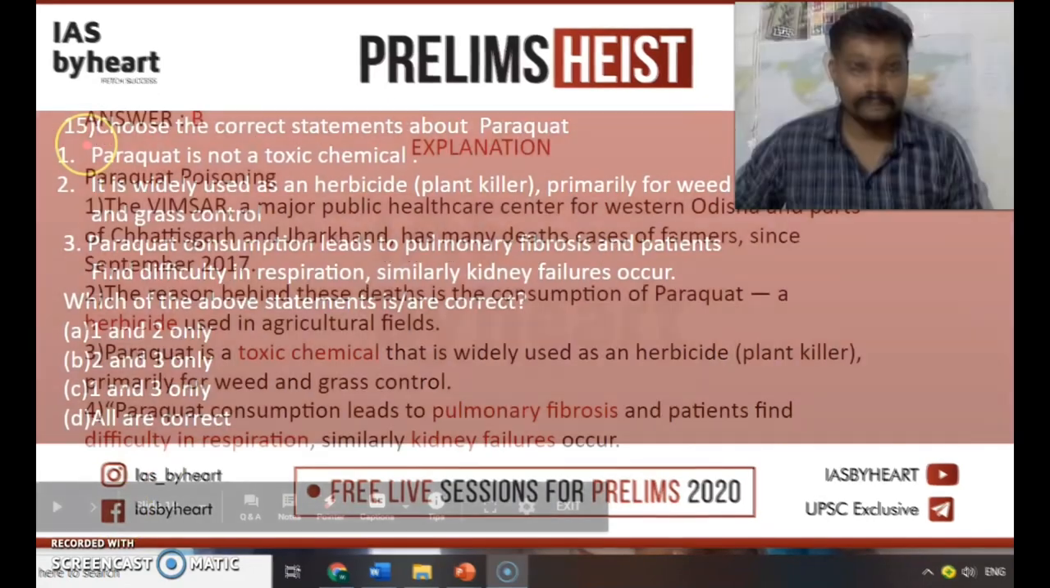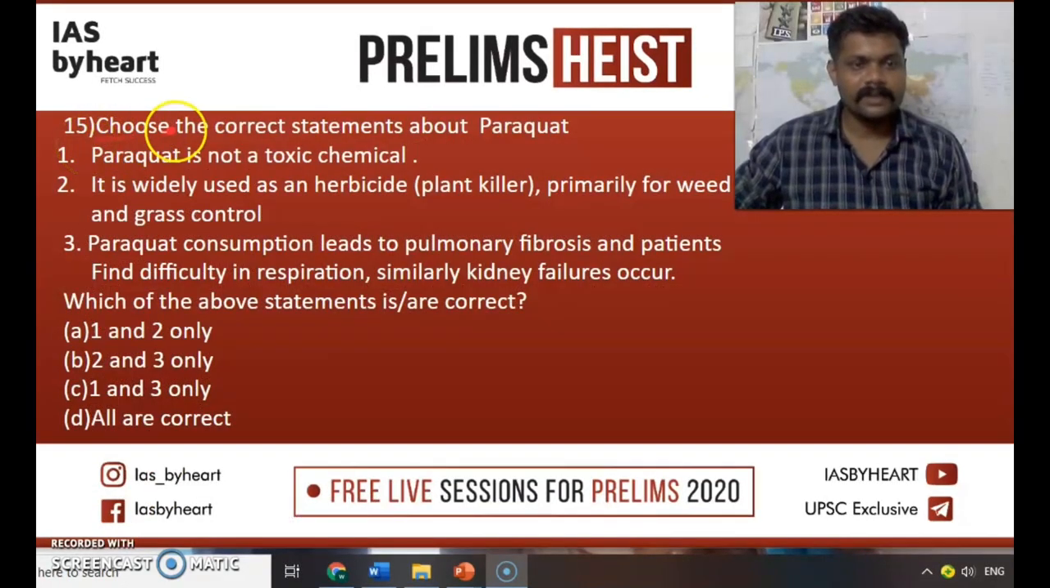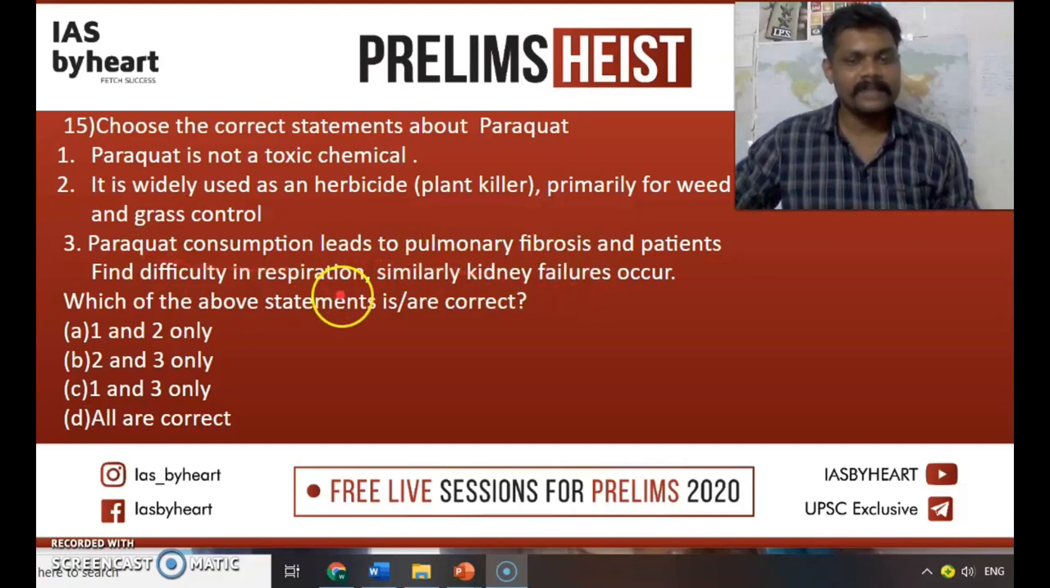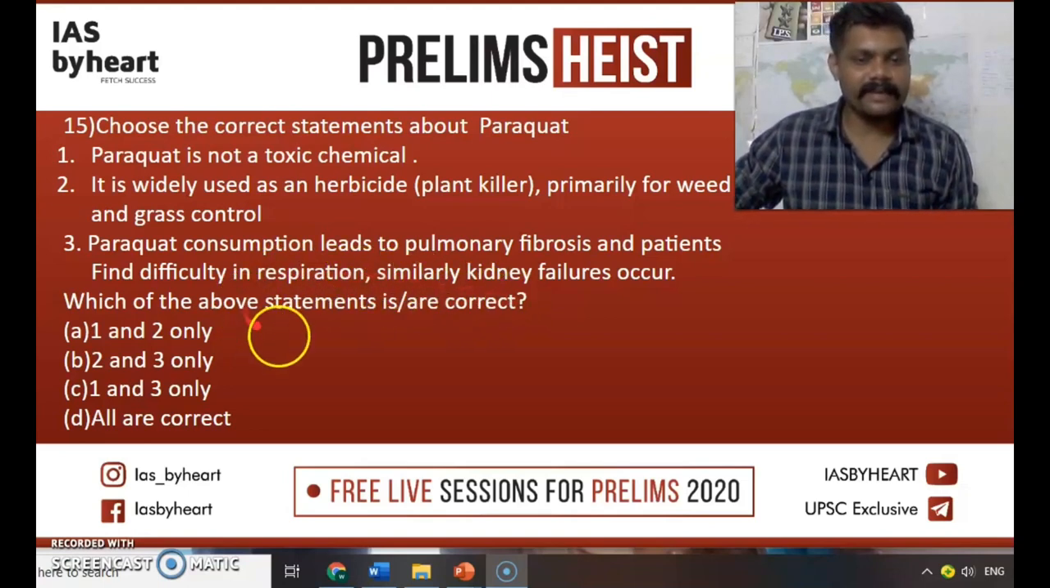Our next question is, choose the correct statement about paraquat. First, paraquat is not a toxic chemical. Second, it is widely used as a herbicide, primarily for weed and grass control. Third, paraquat consumption leads to pulmonary fibrosis and patients find difficulty in respiration. Similarly, kidney failures occur. So here we have to select the right answer.